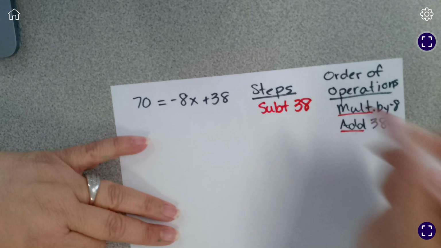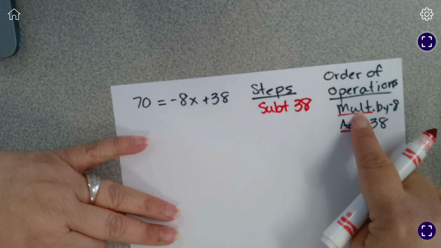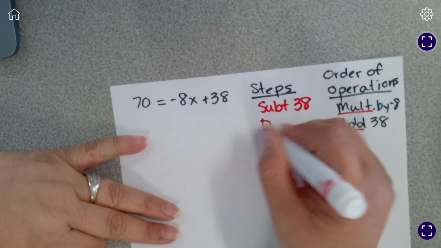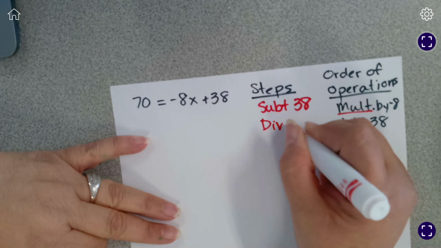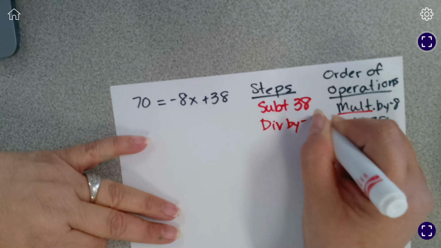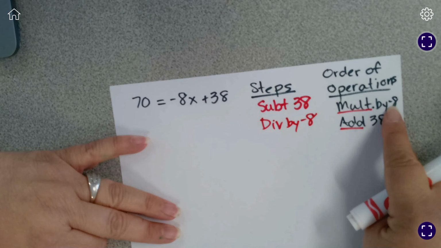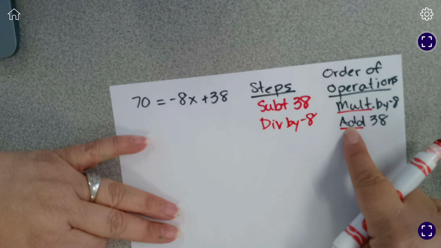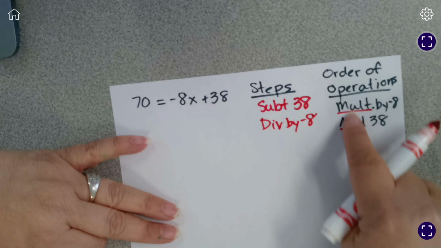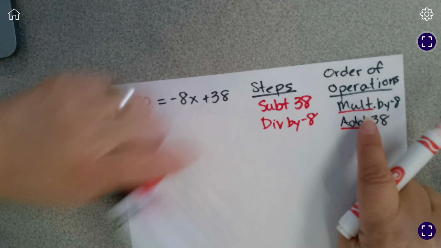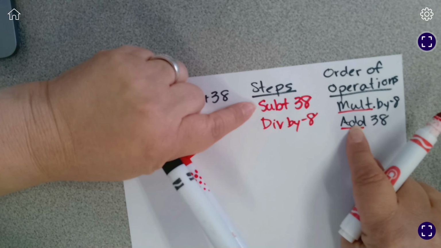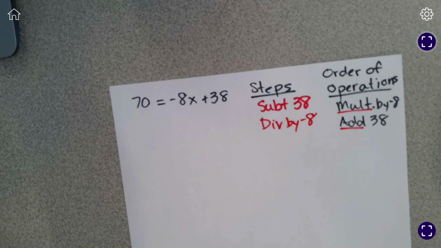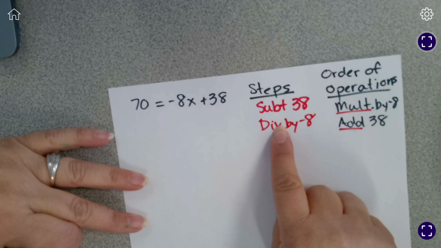We're going to subtract 38. And then the opposite of multiplication is division. We're going to divide by -8. Again, notice I did not change my sign. I just changed the operation. Okay? And so subtraction, addition are opposite. Multiplication, division are opposites. And that tells us what our steps are.